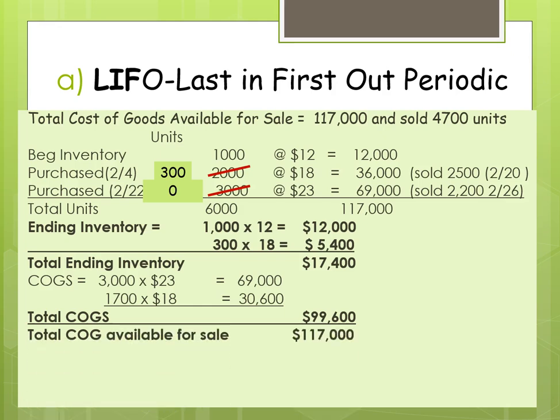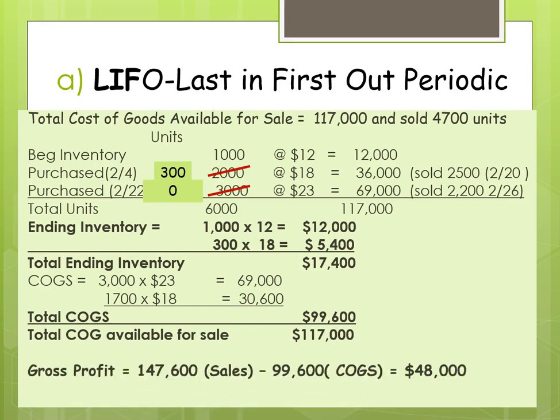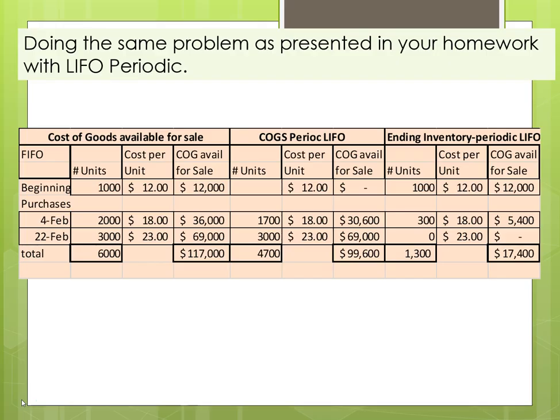We're going to add that up. We have our 117, which we always want to check. And now we can look at our gross profit. As you can see, it's less. And again, that is because we're using our most recent prices, and in this example, prices have risen. Now again, if we were to do this like your homework, it would look like this. And again, we have total cost of goods available for sale in our first column. We have our cost of goods sold, which is based on 4,700 units. And then we have our ending inventory based on 1,300 units.